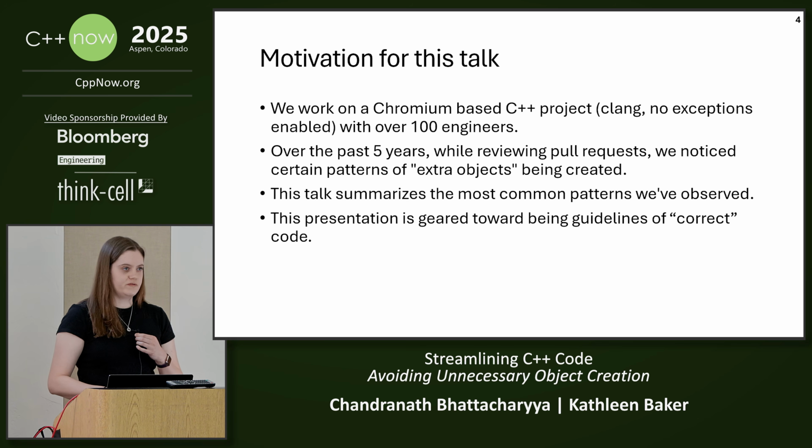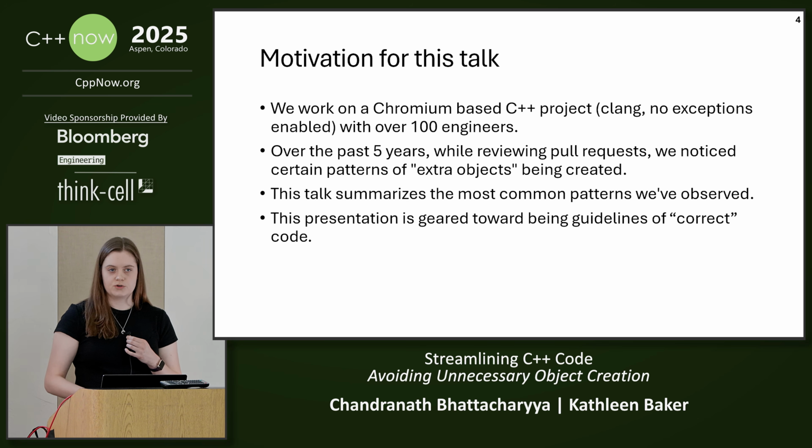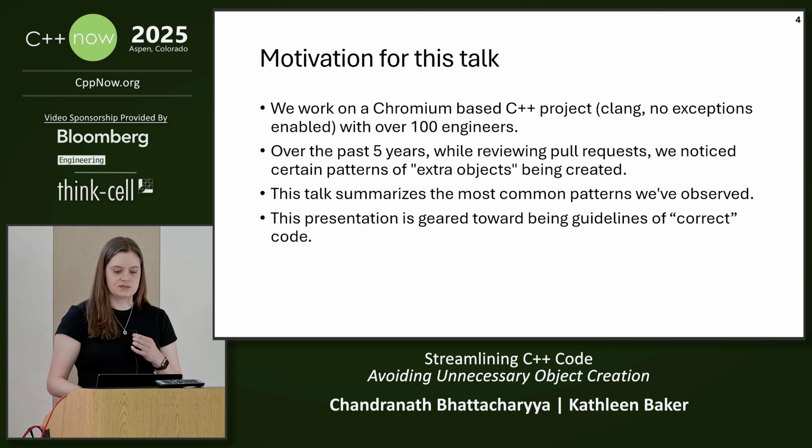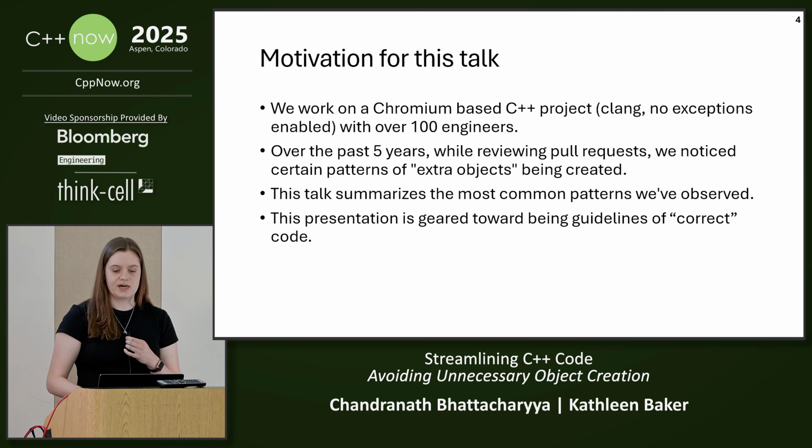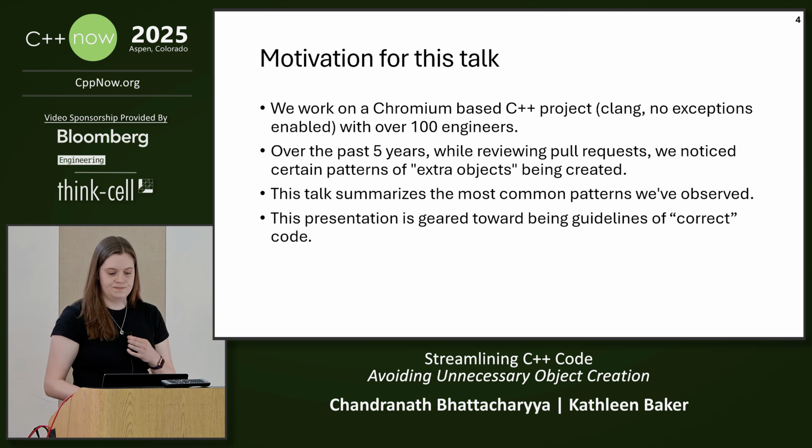Some background on the motivation for this talk. We work on a Chromium C++ project with more than 100 engineers. Over the past 5 years, while reviewing many pull requests, we've noticed certain patterns where extra objects are created. This talk summarizes some of the most common examples and patterns and is geared towards being guidelines to follow rather than going into depth about why exactly extra objects are created.